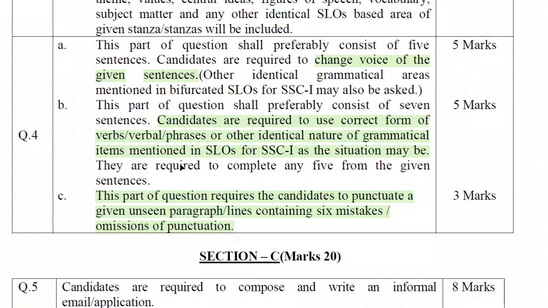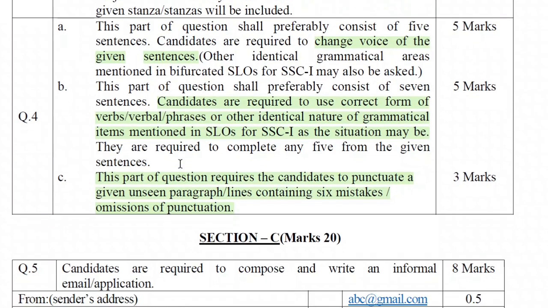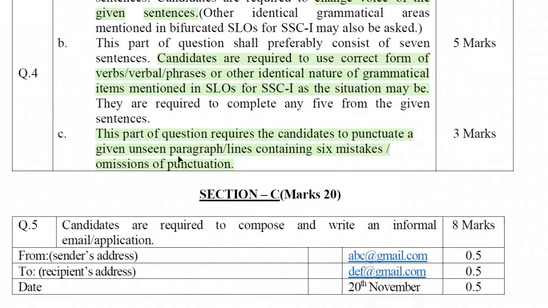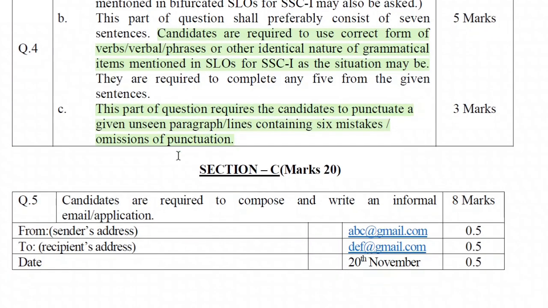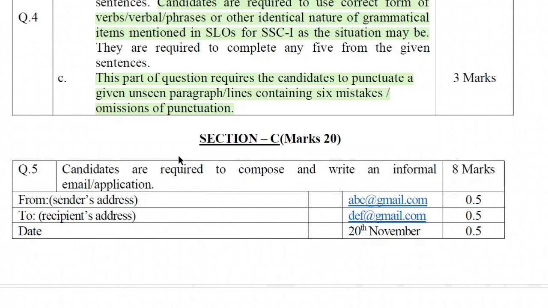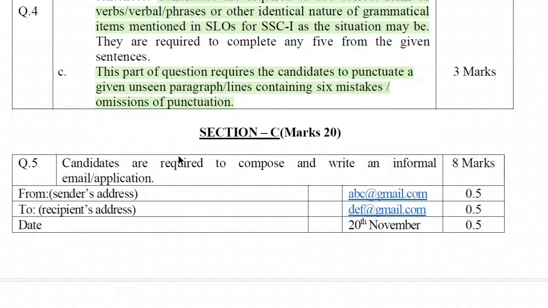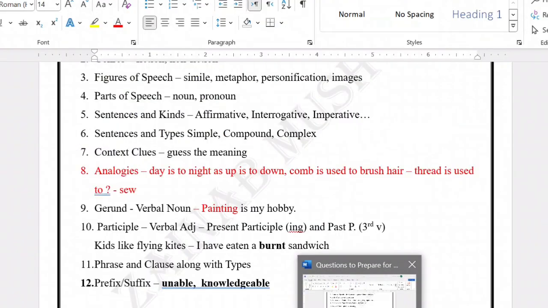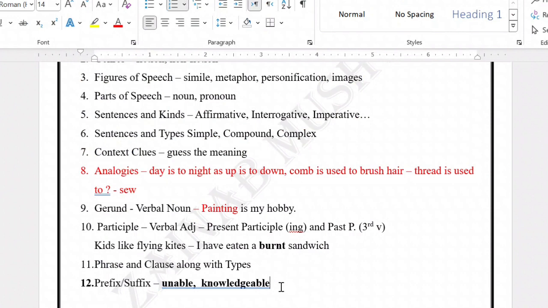And the last question is of punctuation. This question carries 3 marks. You have to learn the rules of punctuation, rules of capitalization, and correction analysis in order to understand this. Yes, I was missing a thing here, and I was thinking which thing I have missed here. Here comes correction analysis.